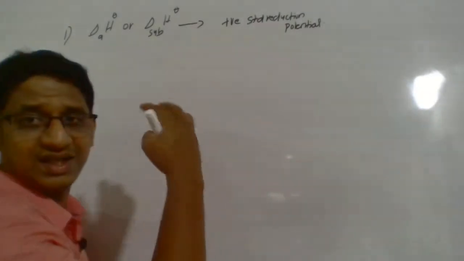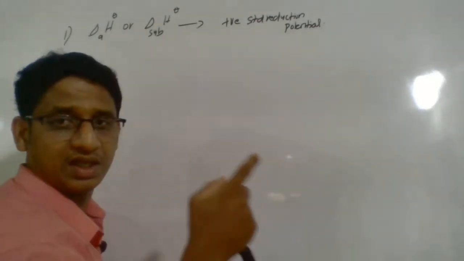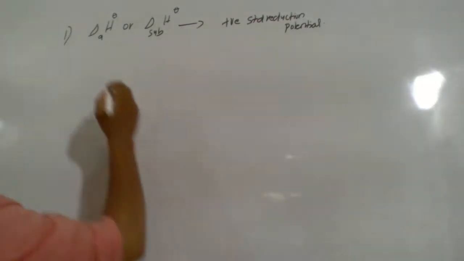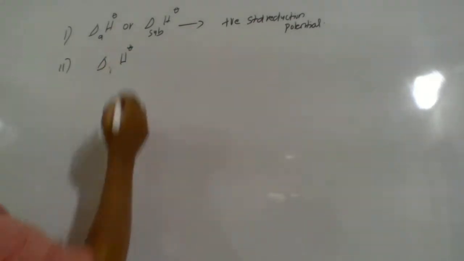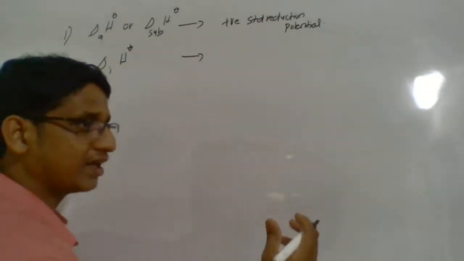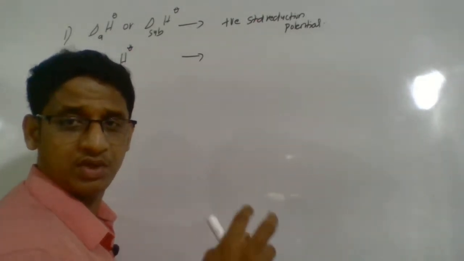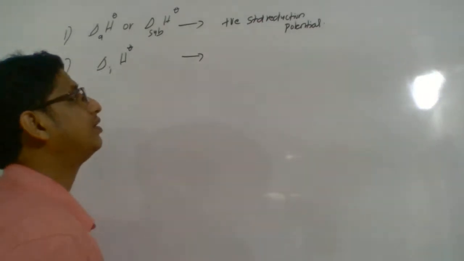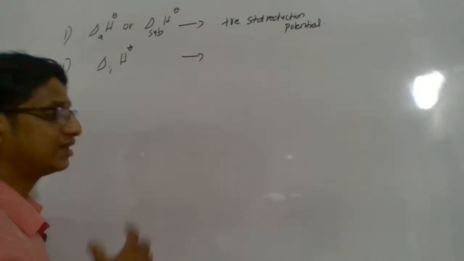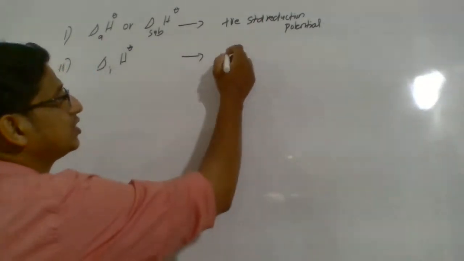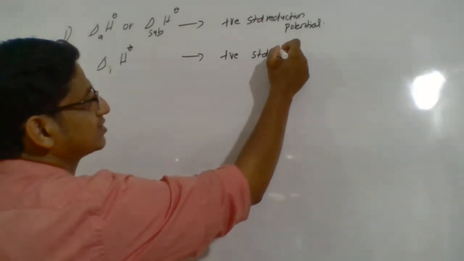So the higher the delta H sublimation value, you tend to get a positive standard reduction potential value. Similarly, delta H ionization enthalpy, that also requires you to provide energy, the energy required to remove the outermost loosely held electron from the gaseous atom. That is ionization enthalpy. There also it tends to give a positive standard reduction potential value.